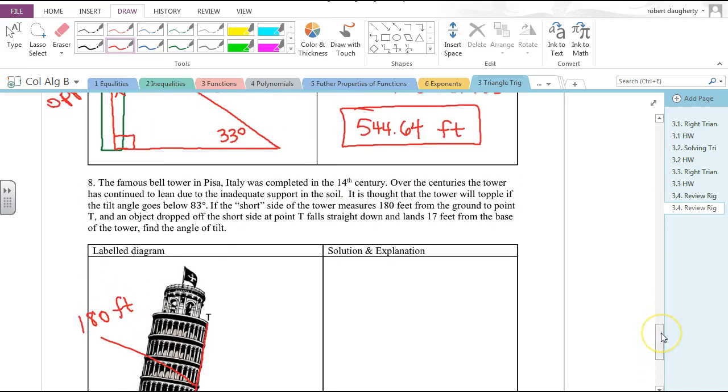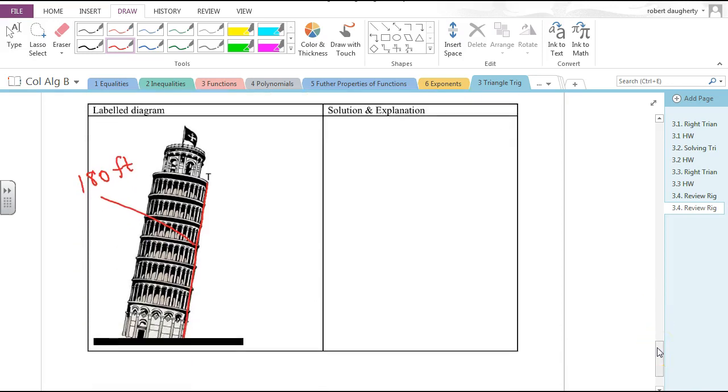Now the next thing they tell me is that an object dropped off the short side falls straight down and lands 17 feet from the base. So if I drop something and it falls straight down, they tell me that it lands 17 feet away from the base. Okay, here is my right angle. It would be a mistake to draw the right angle next to the tower because we know that tower is leaning. So if I draw a triangle out here, this is 17 and this is 180. And they've asked me to find the angle at which that tower is leaning.